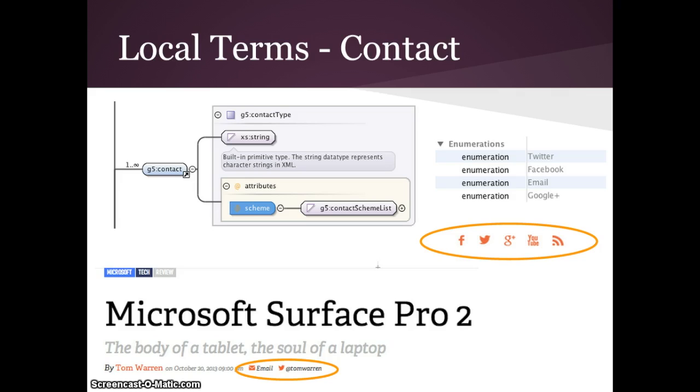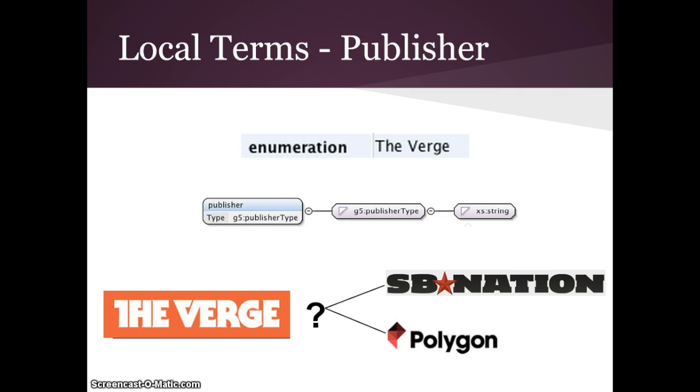Though there are many different social media platforms on the internet, we chose Twitter, Facebook, email, and Google Plus for our enumerations. We based this off of the articles we looked at for this project, which mainly included email and Twitter as their contact information. However, we also considered the different social media channels that The Verge is active on, which also includes Facebook and Google Plus. Our next local term is related to publisher.